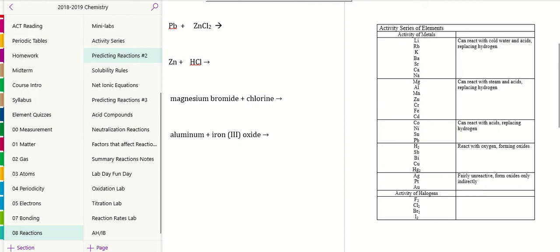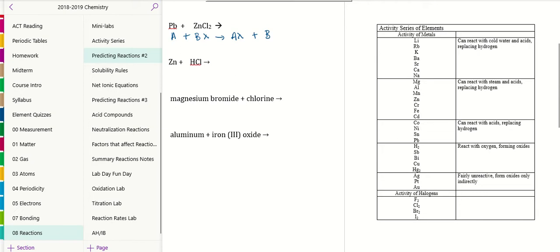All right, Pb plus ZnCl. So we can see it takes the form A plus BX reacts to produce AX plus B.